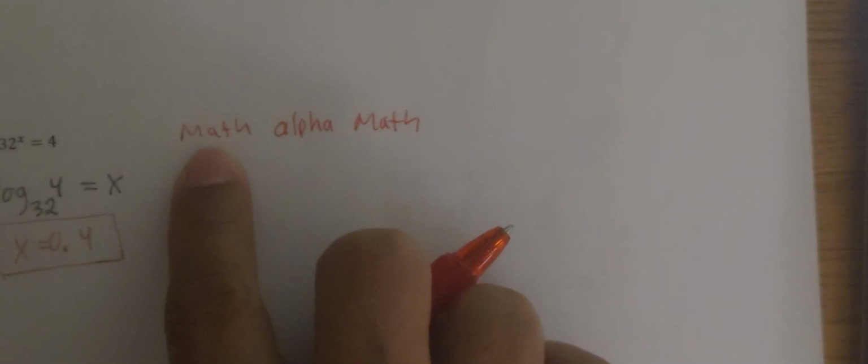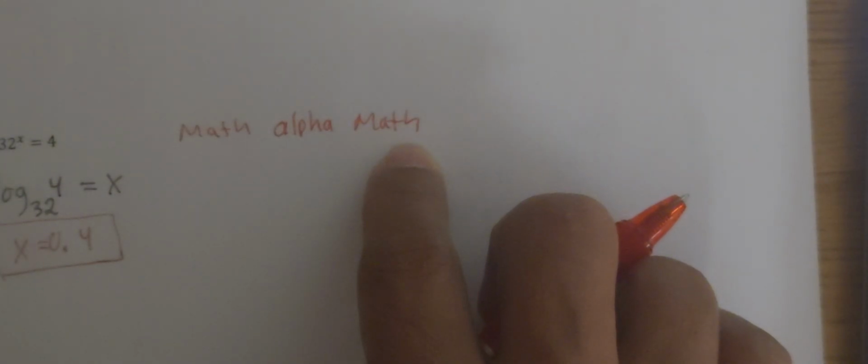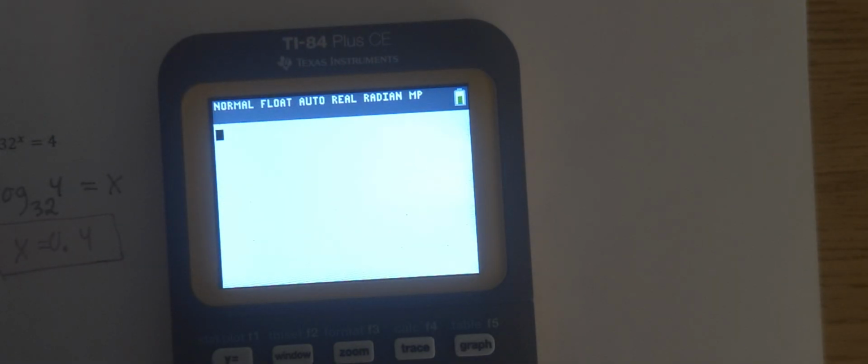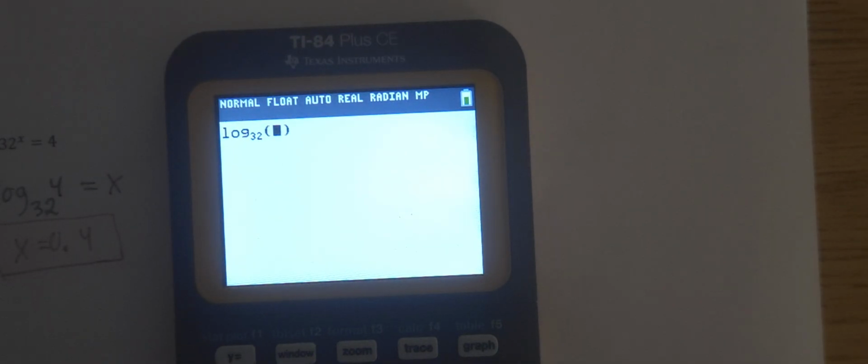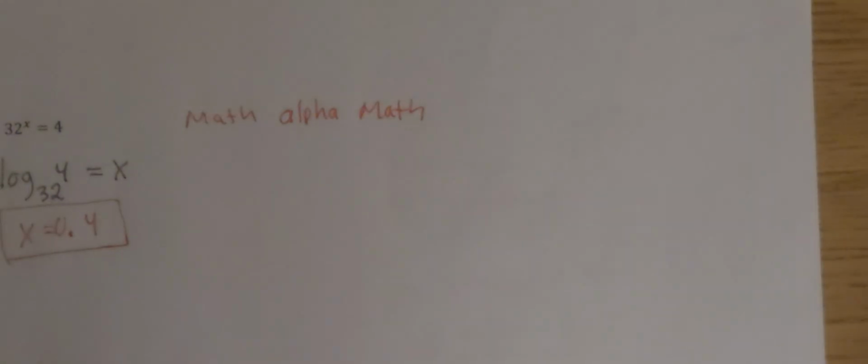To go to the calculator, press the math key, then the alpha key, then the alpha key again, the math key again, and then enter this information on the calculator. That's what I did here. Let me do it again. Press math, alpha math, and then the base is 32. The number inside of the parentheses is the 4, and it gives you 0.4. So this is the solution to this equation.